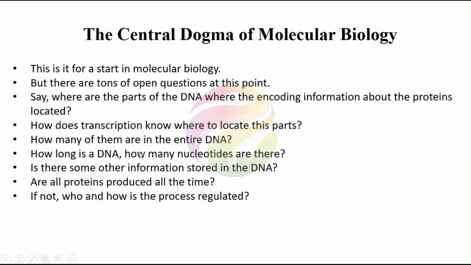How many of them are in the entire DNA? Which regions are functional, and which regions are coded? How long is the DNA, how long does it get? How many nucleotides are there, and what will their length be? Is there some other information stored in the DNA? Is there any other information besides this or not? Are all of the proteins produced all the time? Are proteins being produced all the time? If not, who and how is this process regulated?